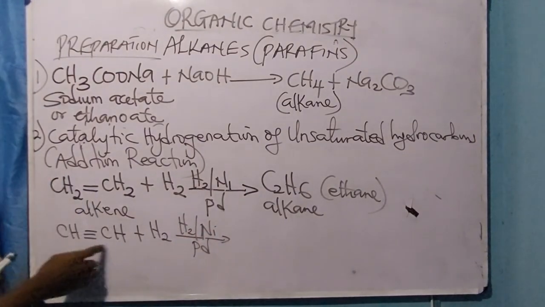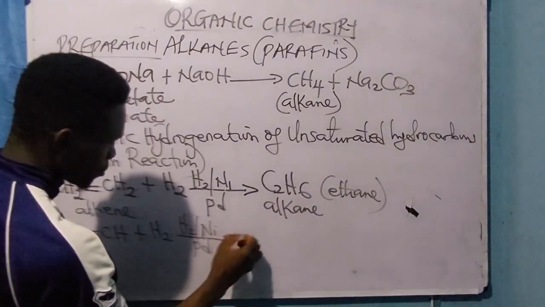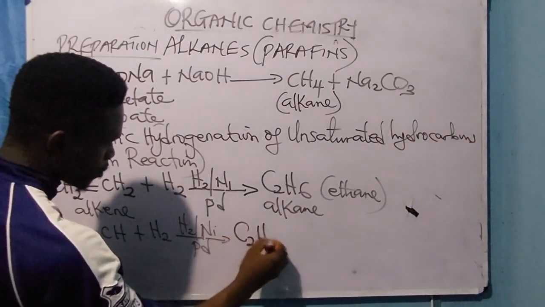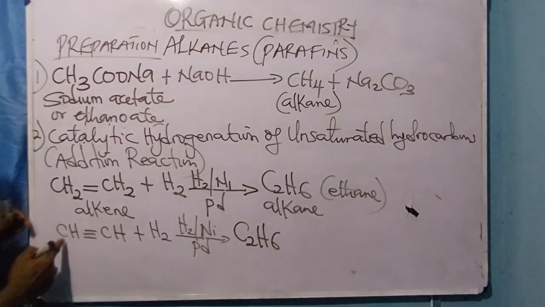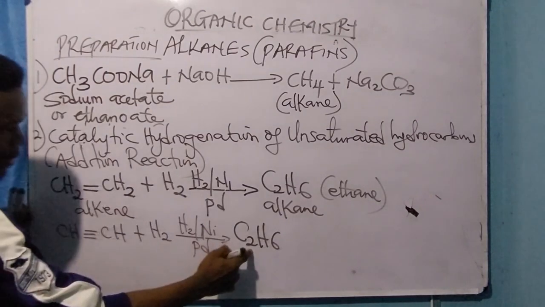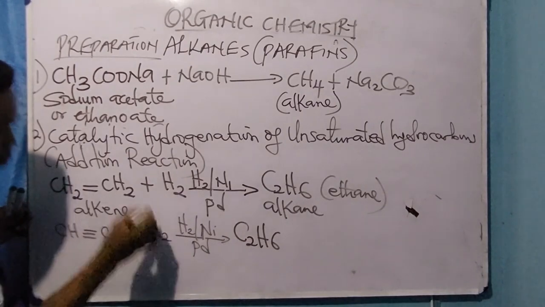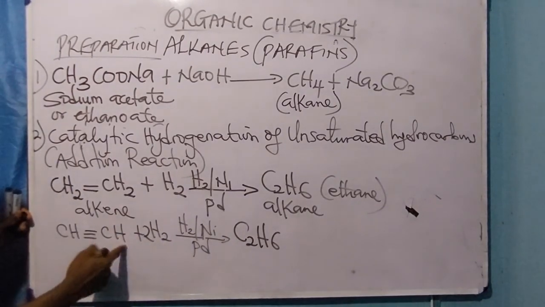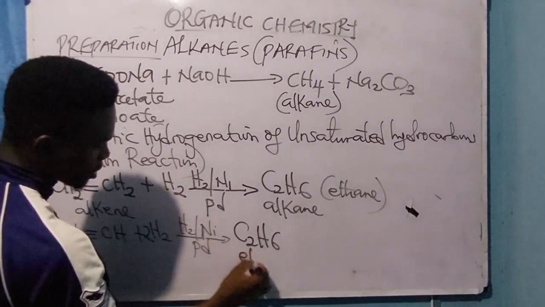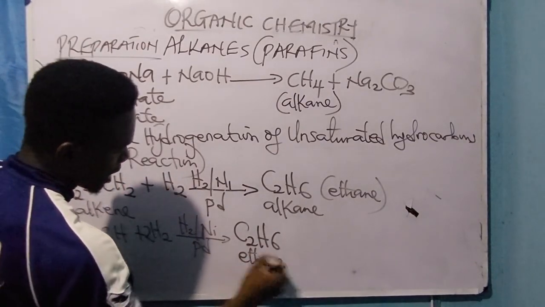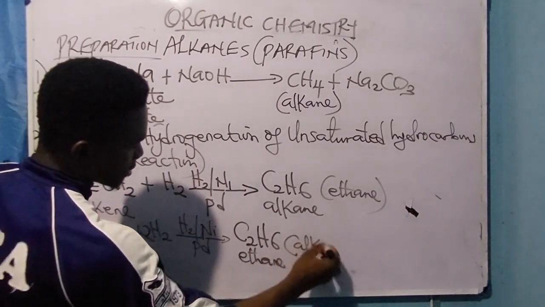Now looking at what we have here, we are going to produce ethane, but it is not balanced. We have two carbon atoms balanced. Then we have 4 and we have 6. Therefore we add 2, so 2 times 2, 4, 5, 6. Now this is what? An ethane. And this is an alkane.